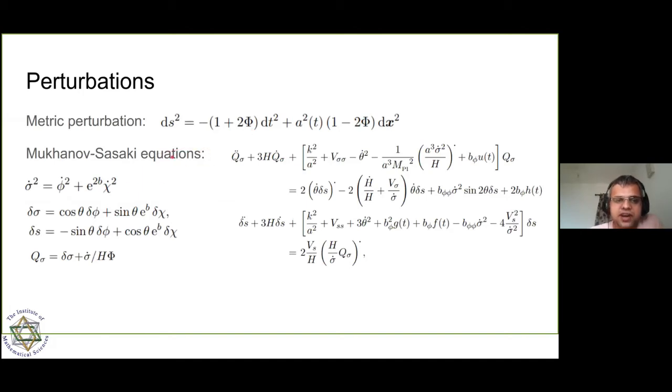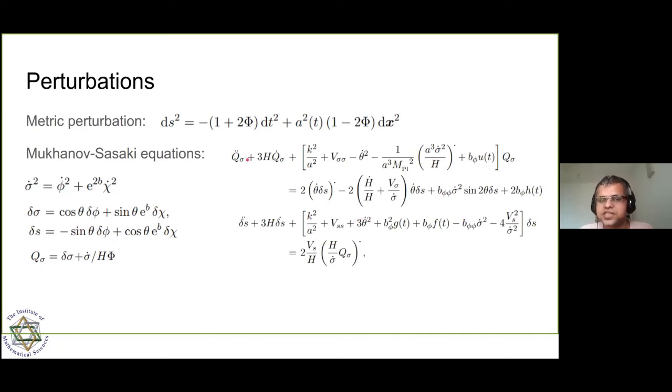With that, you can write the Mukhanov-Sasaki equations with the change of variables. For example, you write a sigma term and the S term, which actually relates to the curvature and isocurvature perturbations. These are the Mukhanov-Sasaki variables. And as you can see, compared to the single field inflation model, you have lots of other terms, and mainly the other terms are the coupling terms.